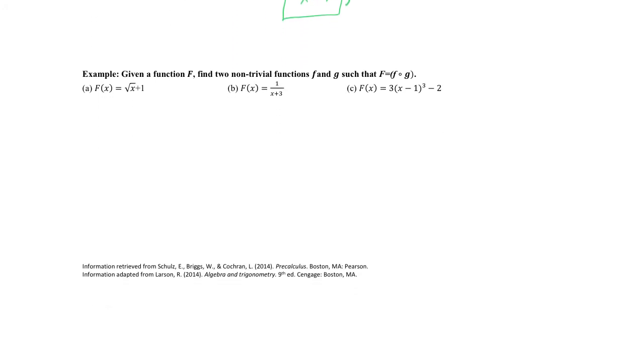In our next example, we're given a function capital F. We're going to find two non-trivial functions, f and g, such that capital F equals f composed with g.